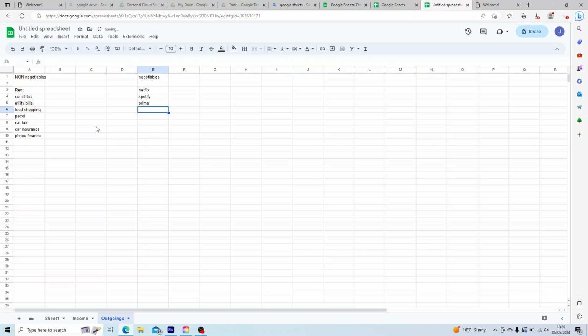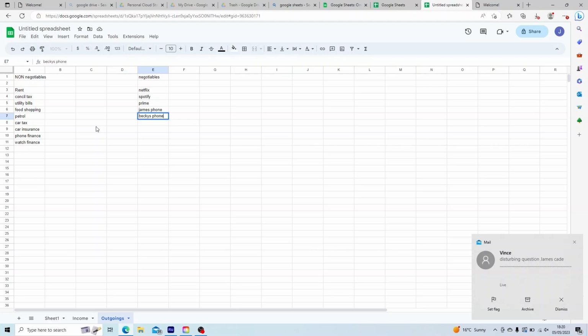Obviously, if you've got a car, you need car tax, car insurance. We have a phone on finance. Obviously, we need to pay that, because we can't just stop paying for it. I mean, we could cancel, send it back, but we're not at that point, hopefully. I mean, we'll see by the end of this. Spoiler alert, we're not at that point.